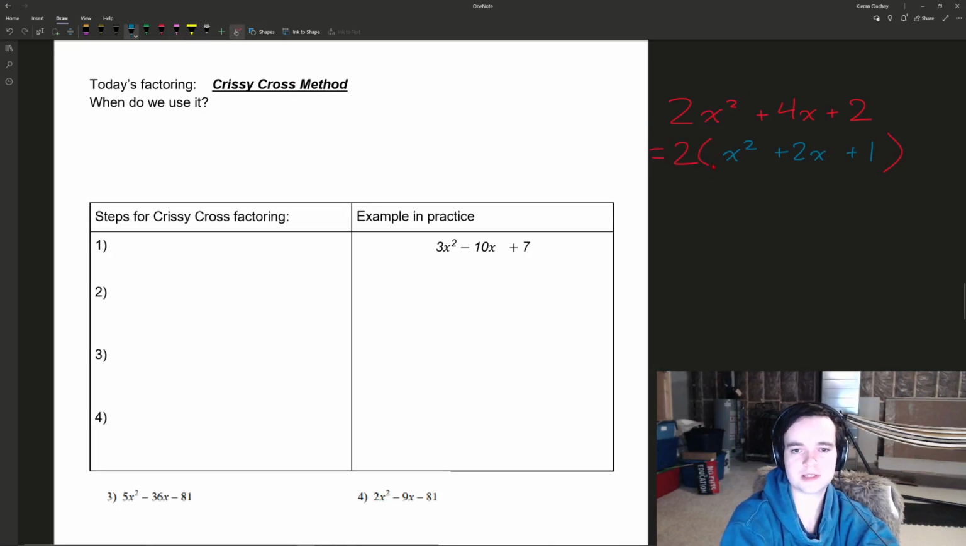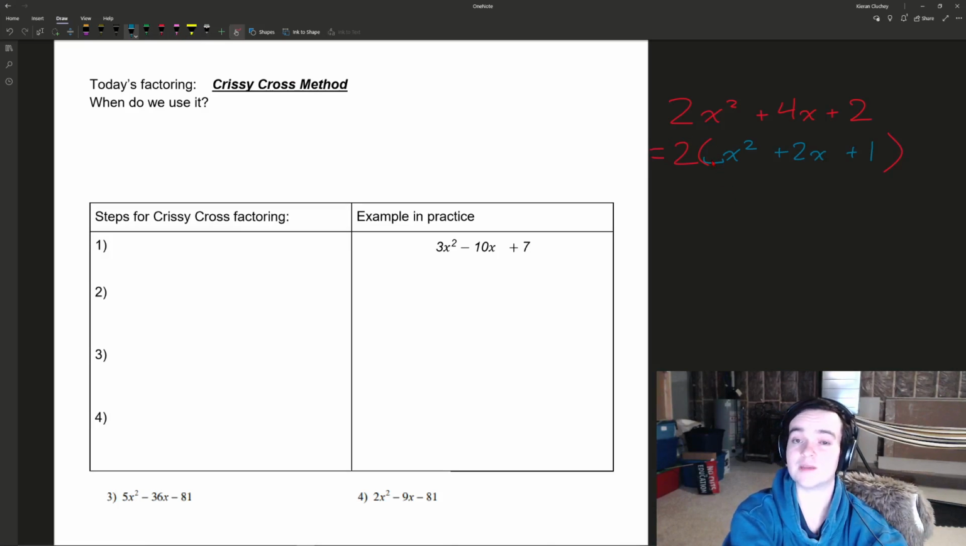But you were left with something in brackets here that had a 1 out front of the x squared, which for us is called a basic trinomial. So at this point you could basic trinomial factor. So right now we're going to learn what to do when you can't get this to work. When you can't get 1 out front of your basic trinomial, you can't get a basic trinomial.